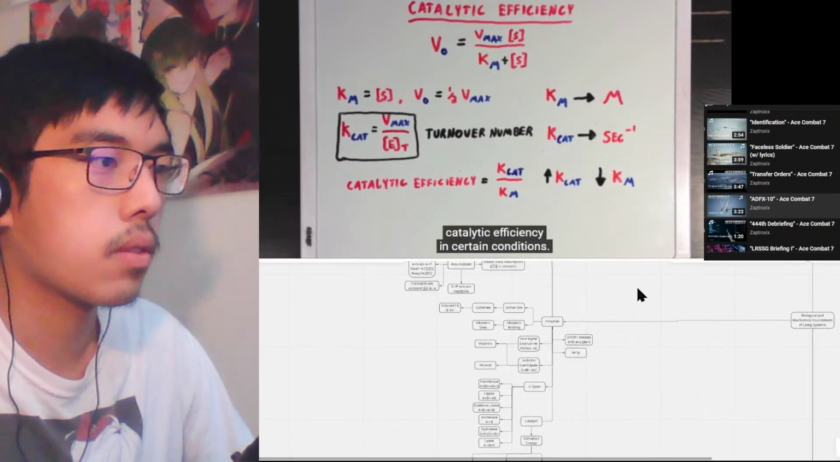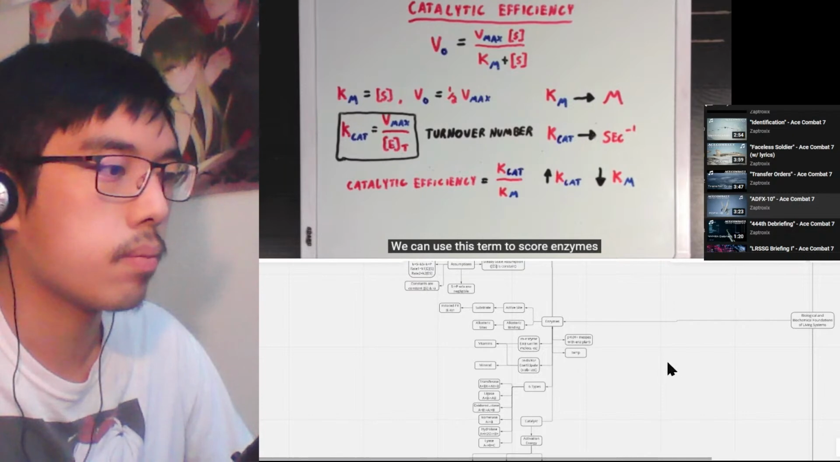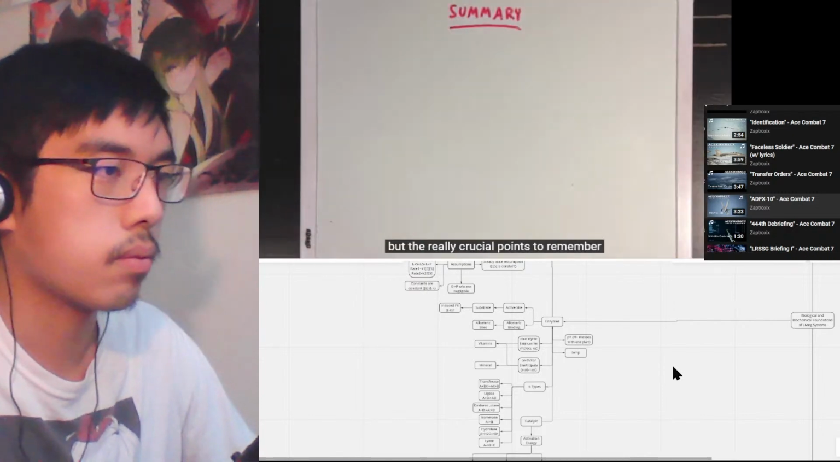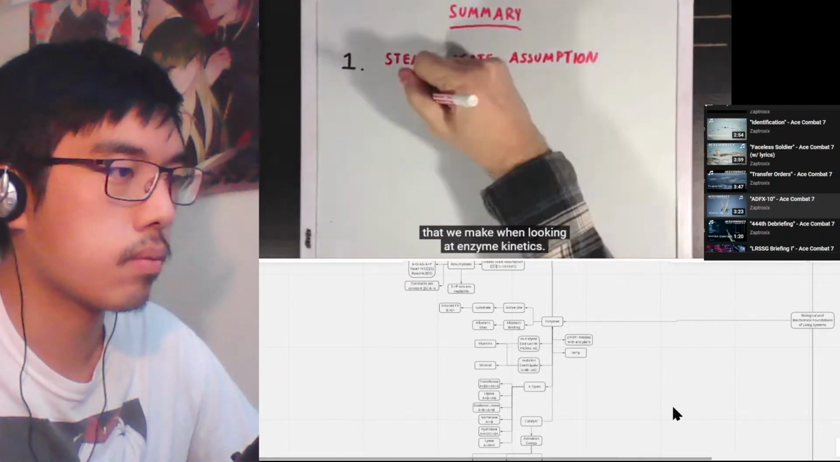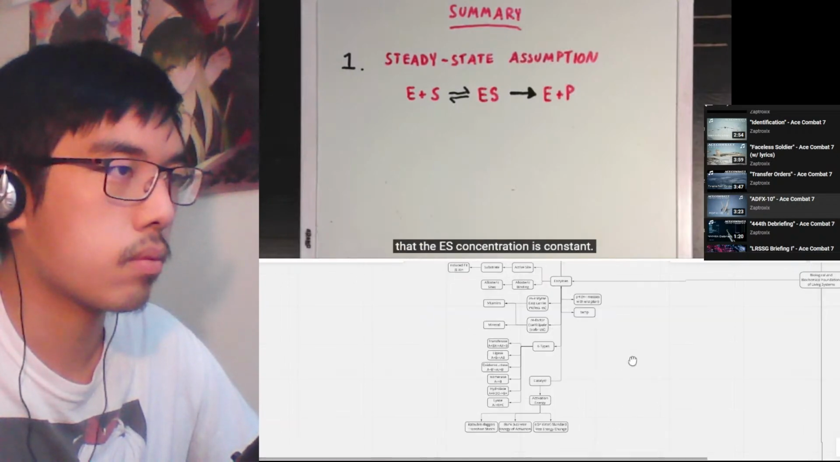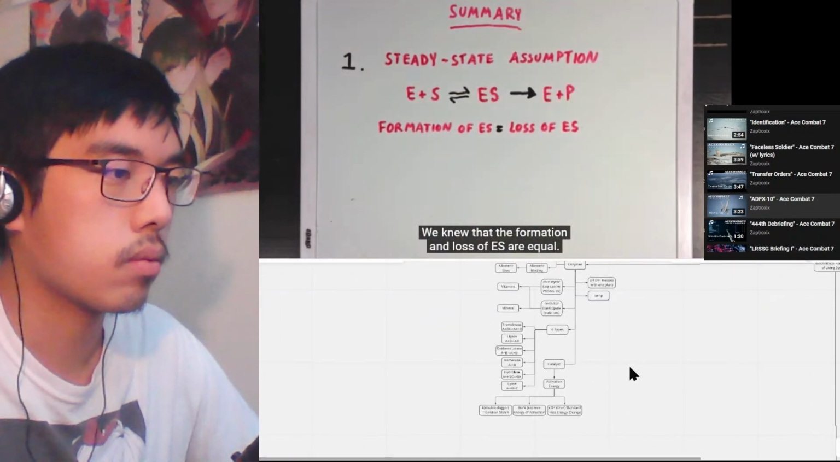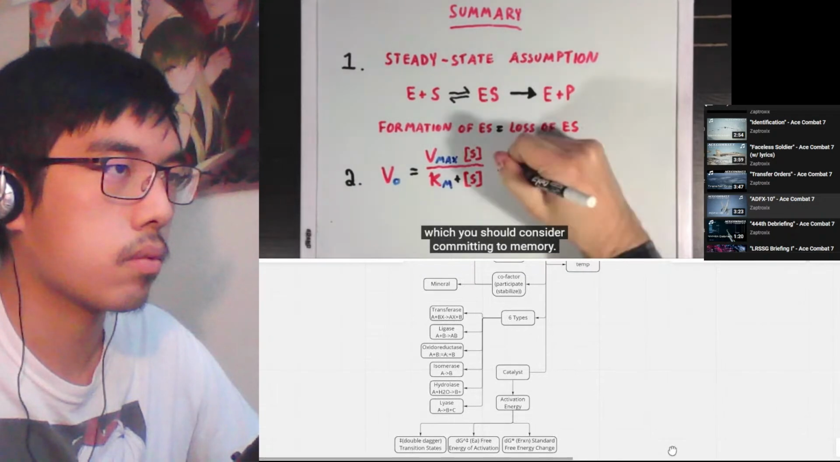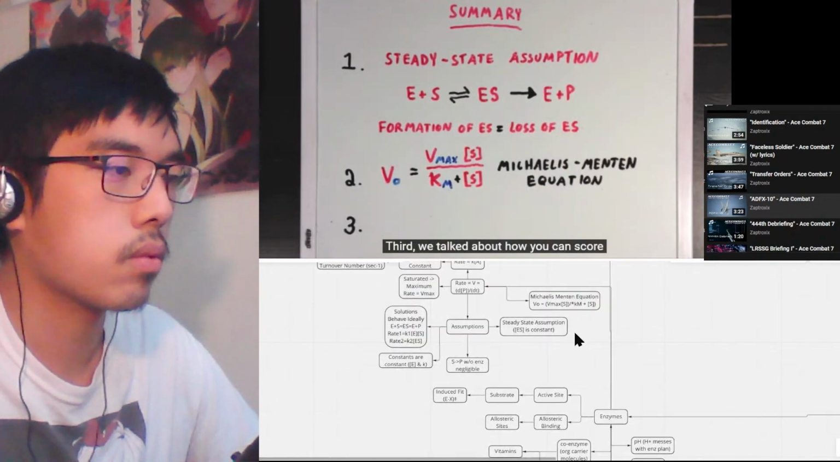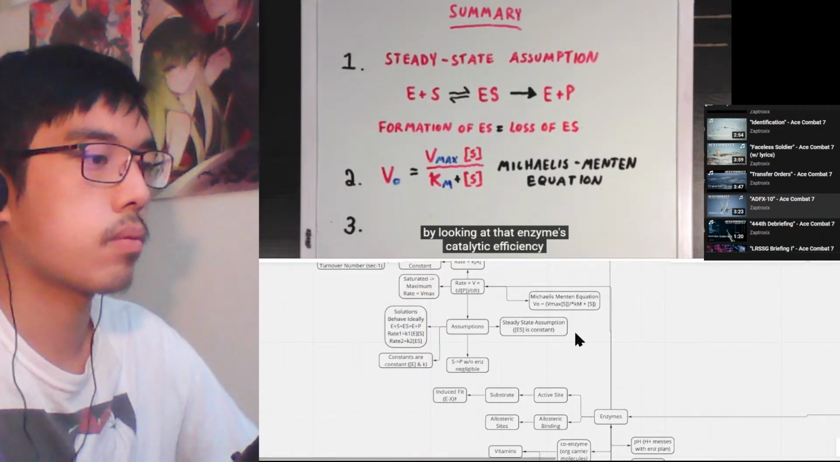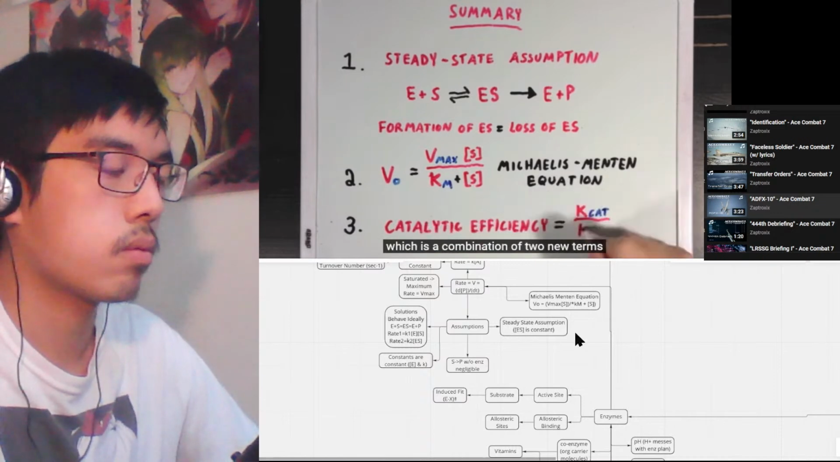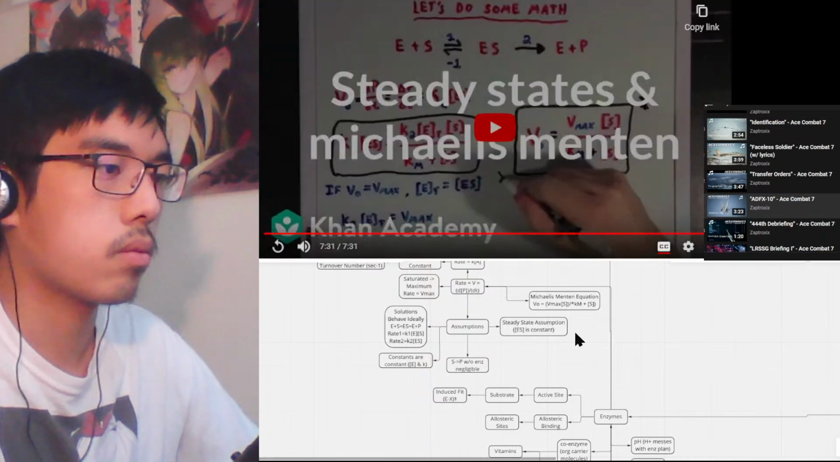Enzyme has a different catalytic efficiency in certain conditions, and we can use this term to score enzymes on how good they are. So we covered a lot of content in this video, but the really crucial points to remember are first, the idea of the steady state assumption that we make when looking at enzyme kinetics, and this is where we assume that the ES concentration is constant, meaning that the formation and loss of ES are equal. Second, we derived the critically important Michaelis-Menten equation, which you should consider committing to memory. And third, we talked about how you can score how good an enzyme is at speeding up reactions by looking at that enzyme's catalytic efficiency, which is a combination of two new terms we learned about, Kcat and Km.